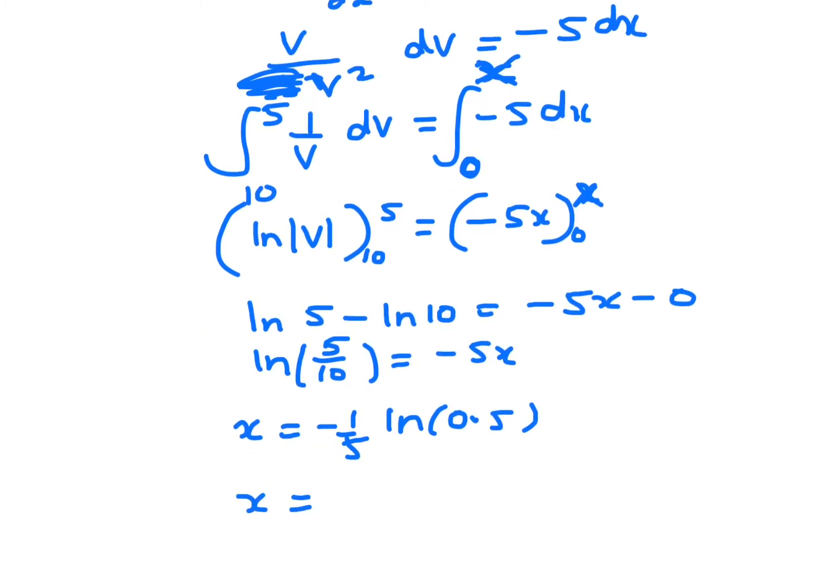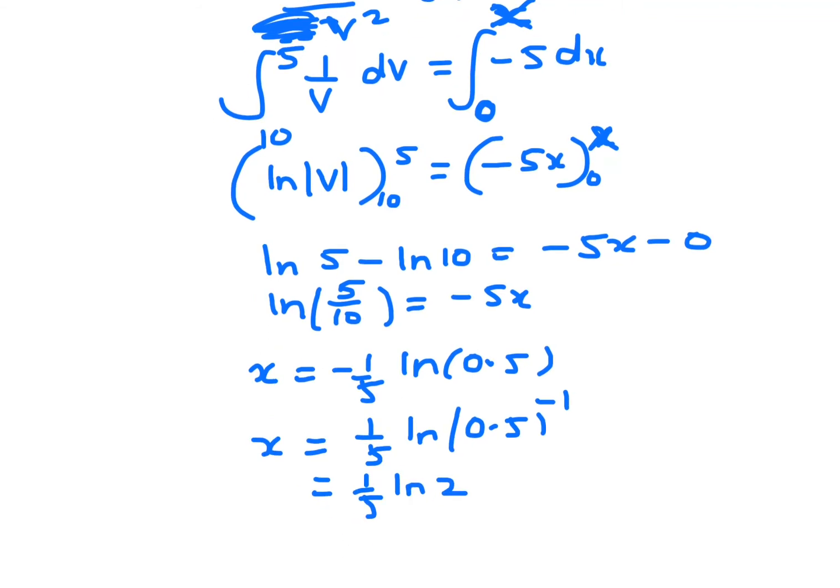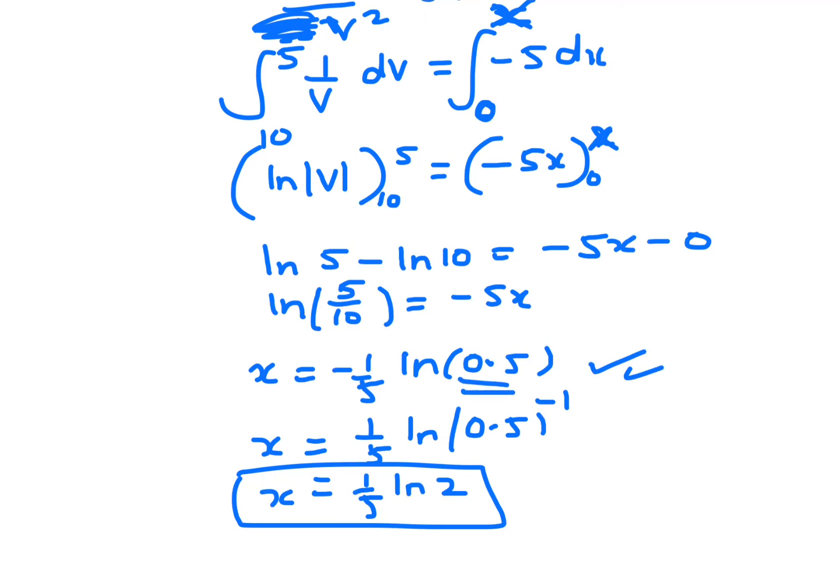So really, if you put the negative there, you get minus 1/5 ln 0.5 to the minus 1, which will make it 1/5 ln 2. And that's the distance that it travelled. You could leave it like that as well. Note it's a negative because a half is less than 1 and minus 1/5 is negative. And a negative times a negative is a positive.